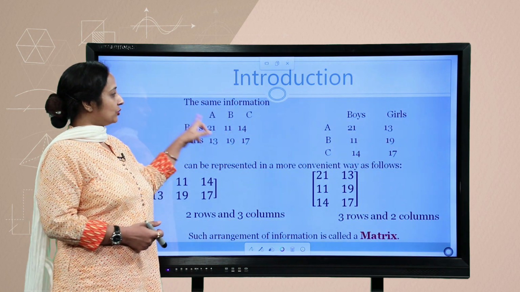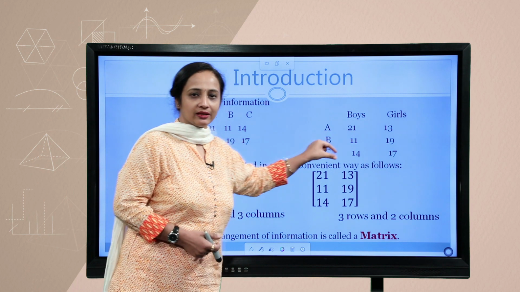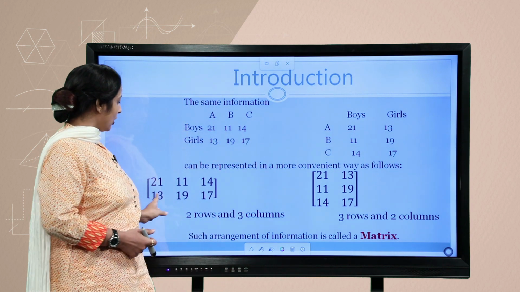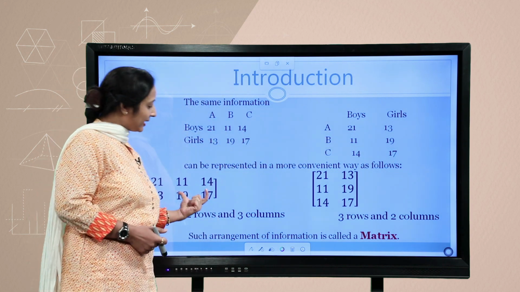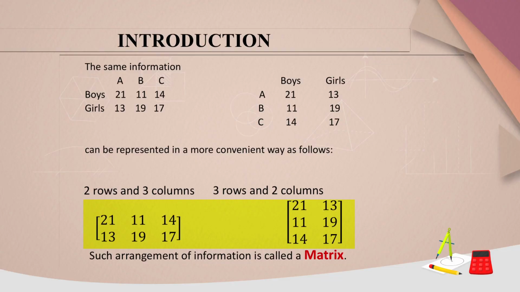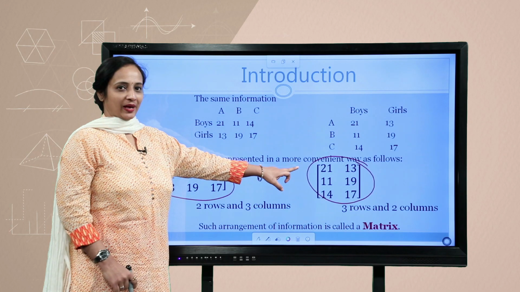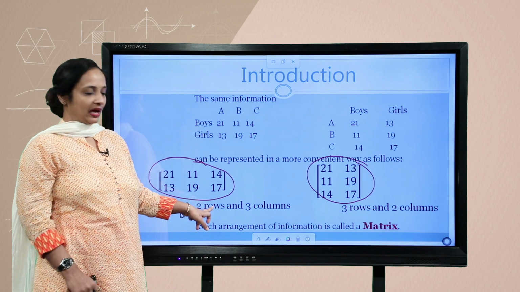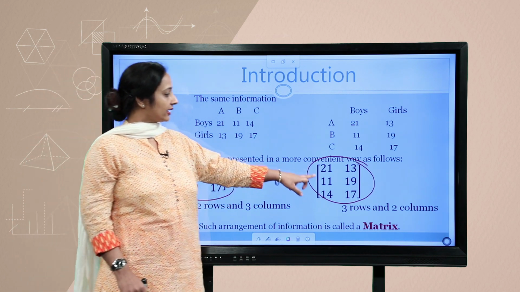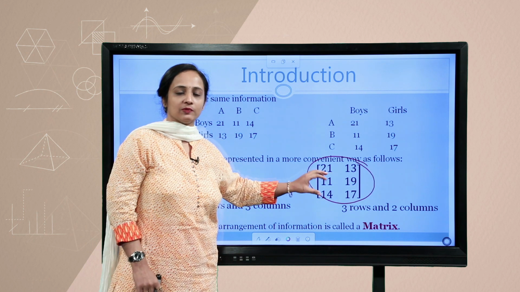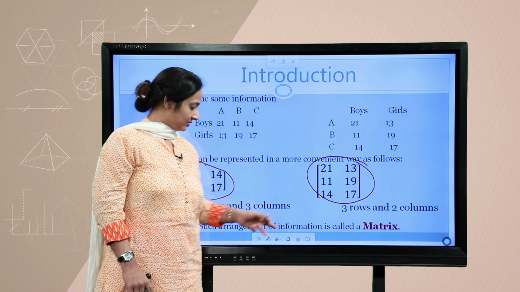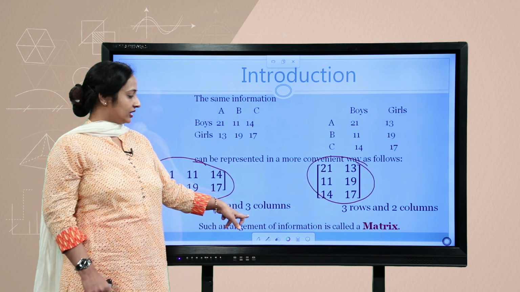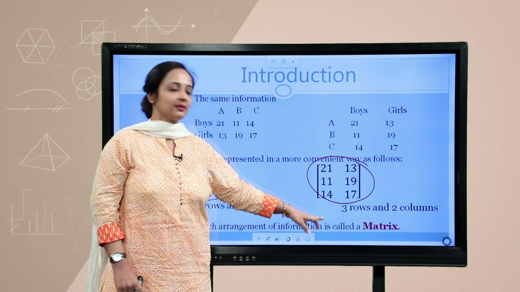So the same tabular data can be written in the form of these matrices. This square bracket form is called a matrix. In the first case you have 2 rows and 3 columns, in the second case you have 3 rows and 2 columns. Both are representing matrices. So we can say that such an arrangement of information is called a matrix.